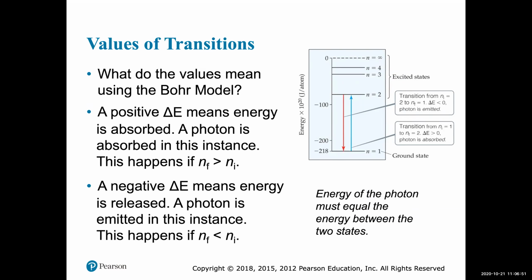If the energy doesn't match what the energy difference is between, in this case, n=1 and n=2, then you don't get a transition. You don't get a transition up to n=2 if the photon's absorbed, and you don't get a transition from n=2 to n=1 for the photon emitted if that energy doesn't match. So in other words, the frequency doesn't match.